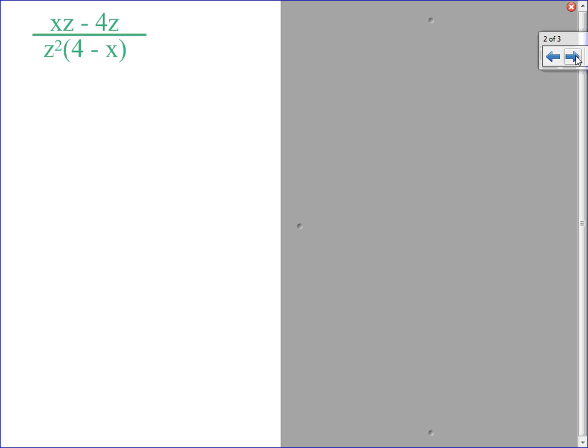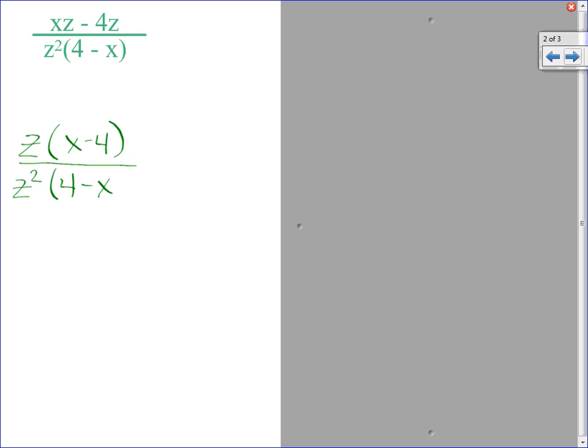What should we do? Okay, so we always try to take something out if we can. So on the top, we can take a z out, leaving us with x minus 4. Down here, we have z squared. We can't change anything there.